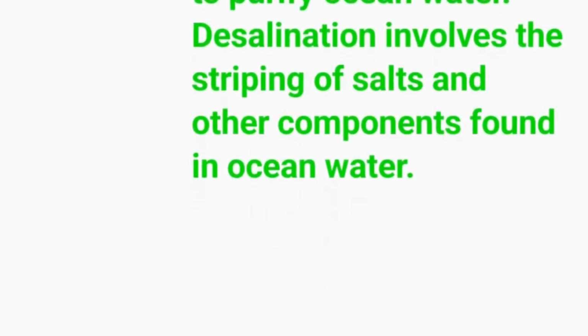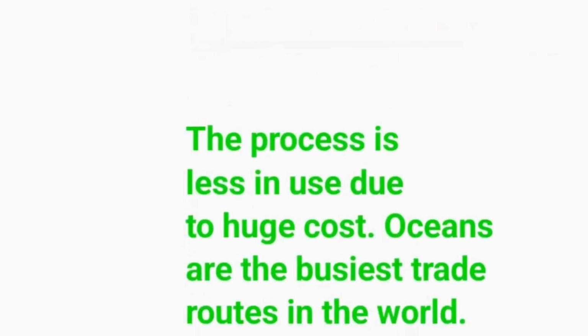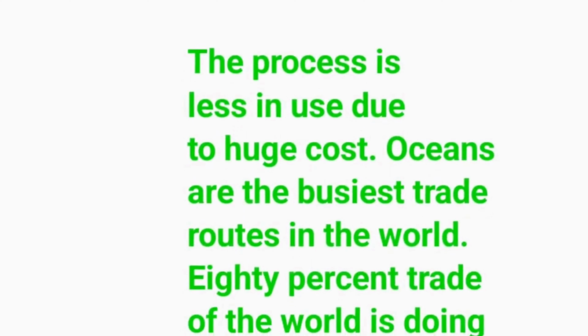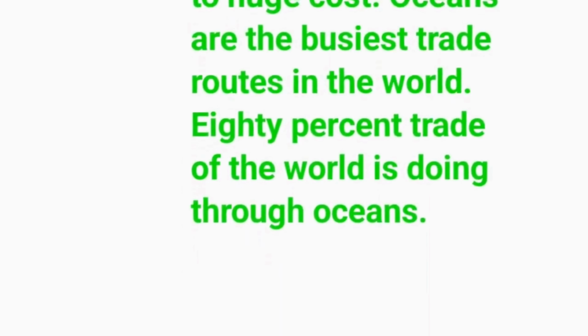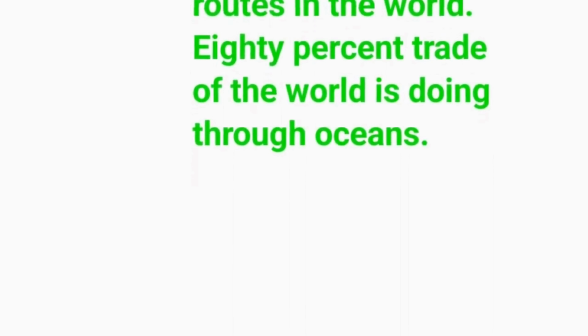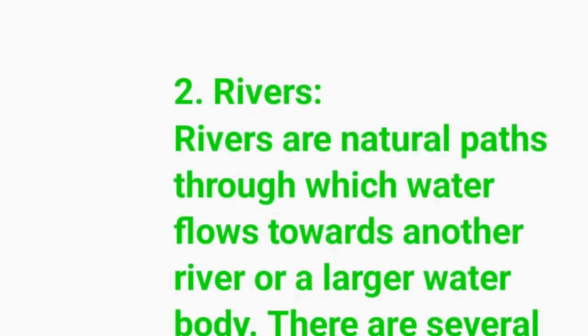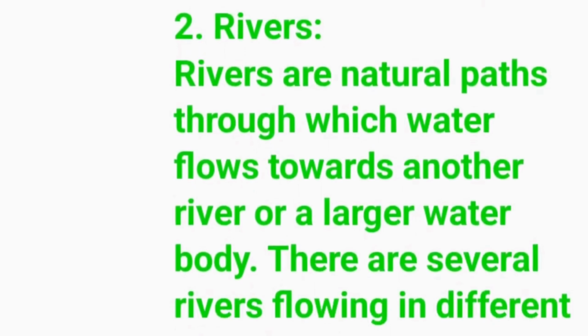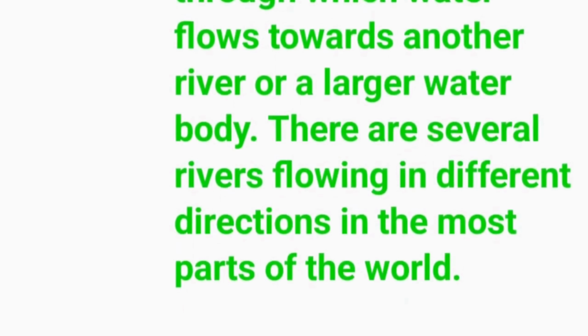Desalination involves the stripping of salts and other components found in ocean water. The process is less in use due to huge cost. Oceans are the busiest trade routes in the world. 80% of the world's trade is done through oceans. 2. Rivers. Rivers are natural paths through which water flows towards another river or a larger water body.